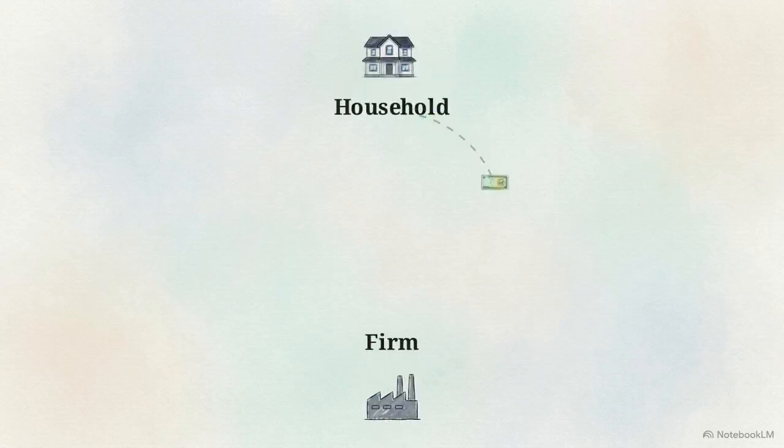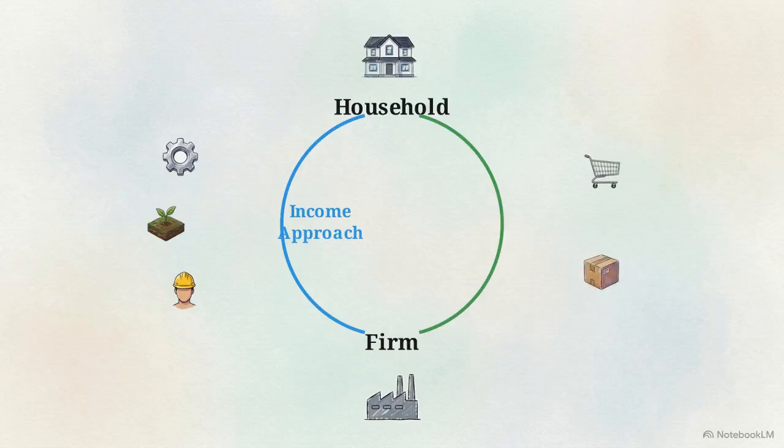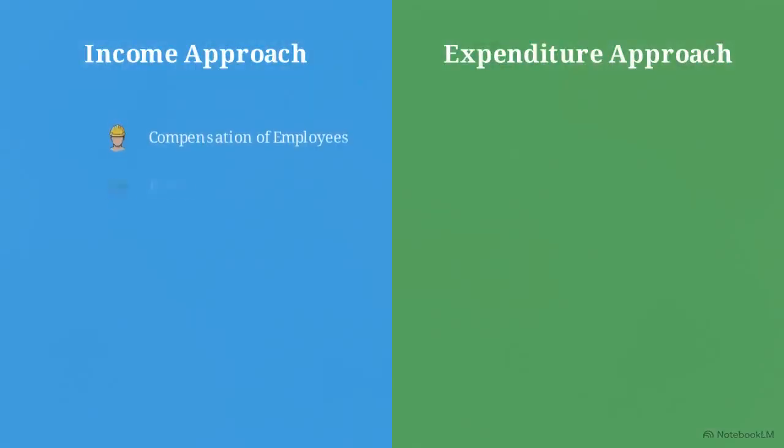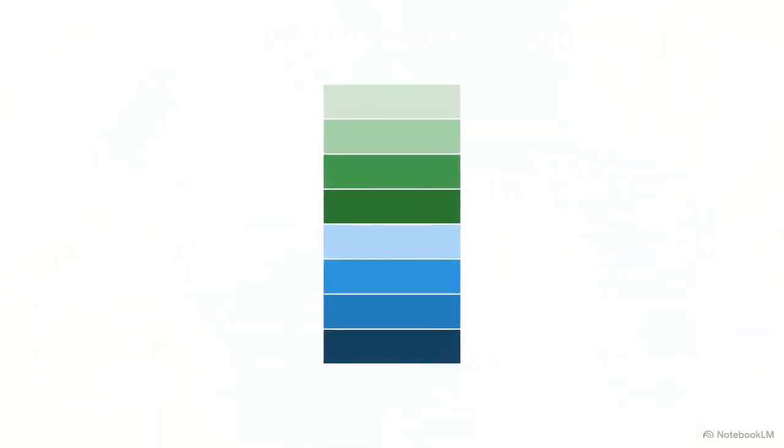Every single cedi spent by a household on a good or service immediately becomes a cedi of income for a firm or an individual. This circular flow gives economists two distinct mathematical methods to measure our economy. We can measure the top half of the circle by summing up all the incomes earned by factors of production. This is the income approach. Or we can measure the bottom half by adding up all the spending on final goods and services, the expenditure approach. While they observe opposite sides of the exact same transaction, both methods are ultimately calculating the exact same thing, the total economic output of the nation.